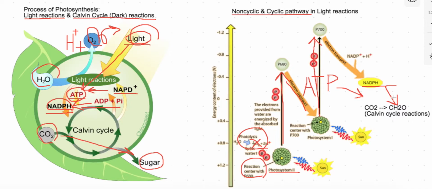Meanwhile, cyclic pathway only occurs in photosystem 1. One distinct thing about cyclic pathway is that energized electrons return to the pigment complex in photosystem 1 rather than move to NADP plus to form NADPH, which is why it is called cyclic, and no NADPH is produced in cyclic pathway.